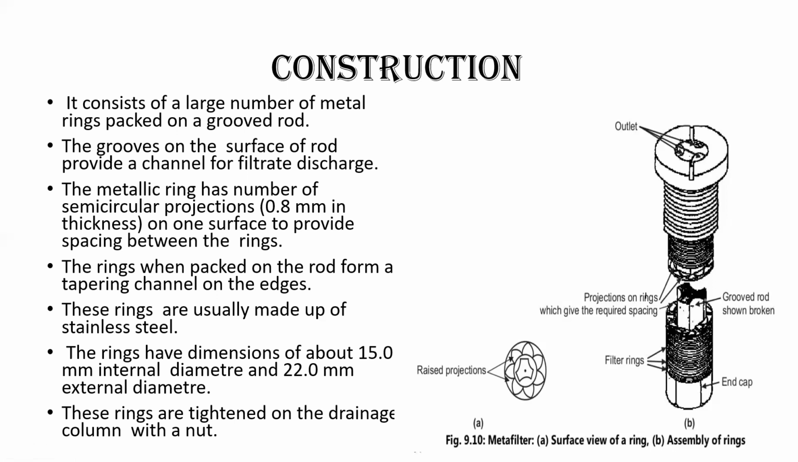These rings are tightened on the drainage column. So this ring will be tightened on this drainage column with a nut. So this is the construction of this meta filter. This is the first diagram, from the surface view or from the top, and the second diagram will be the assembly of these rings.